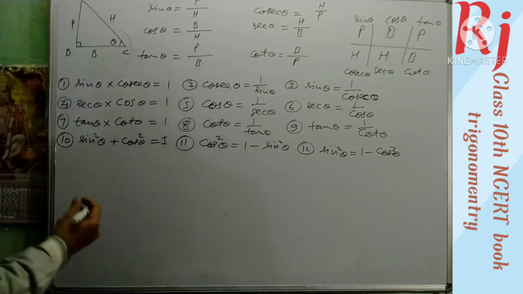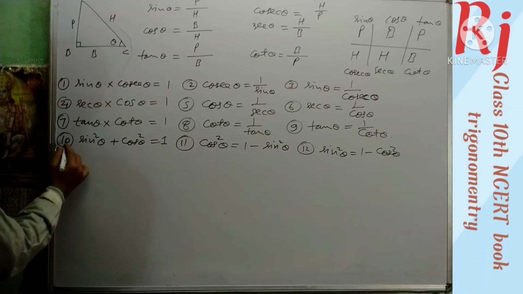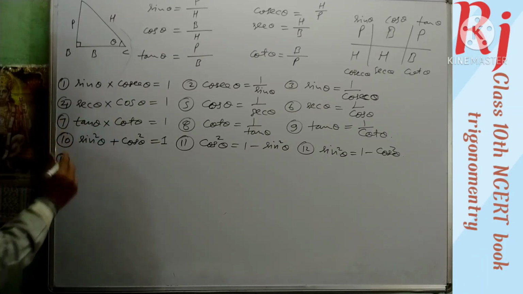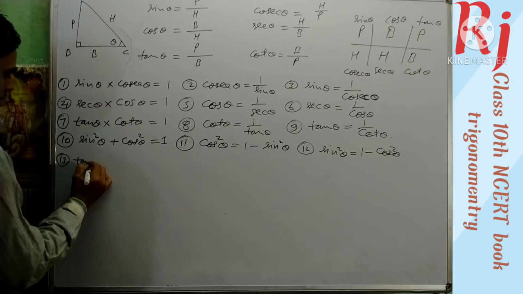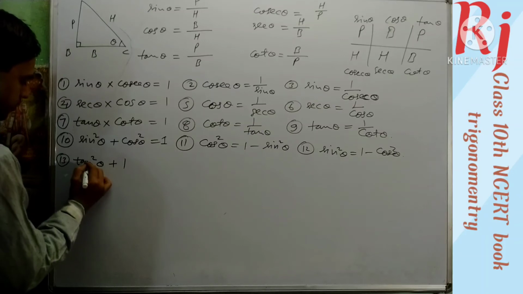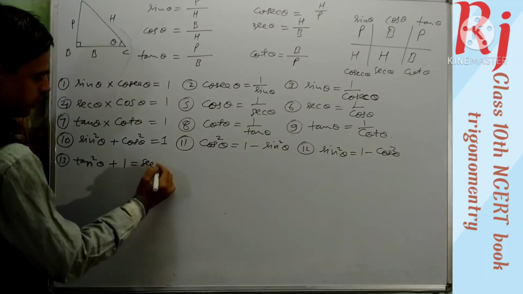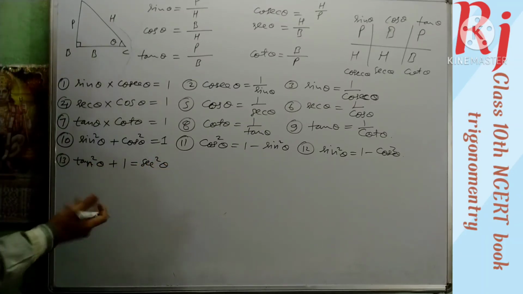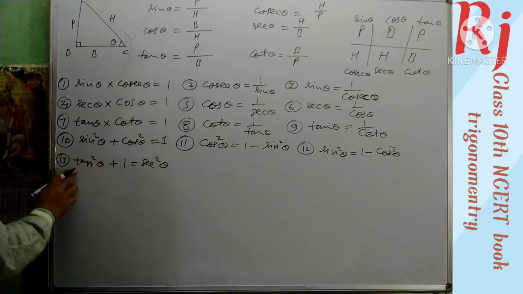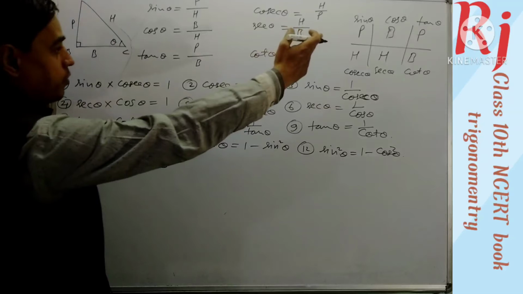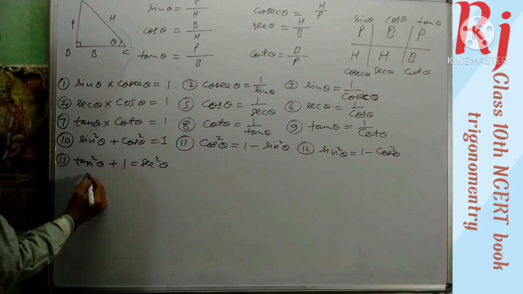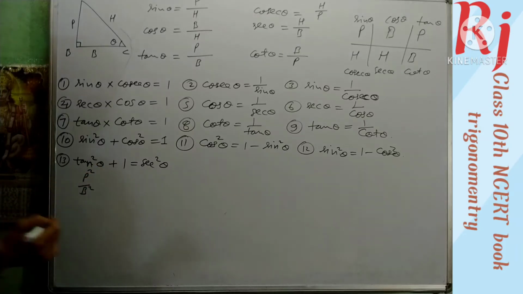Okay, now I will write here the 13th formula. That 13th formula is tan square theta plus 1 equals sec square theta. Okay, now it is very easy to prove this formula. Tan theta equals what? Perpendicular upon base. So that's why perpendicular upon base. Now here is the square, that's why I will put the square here.